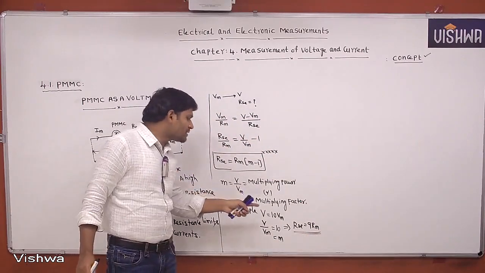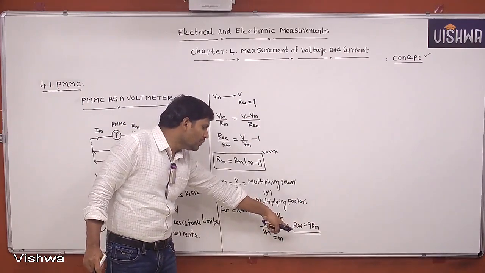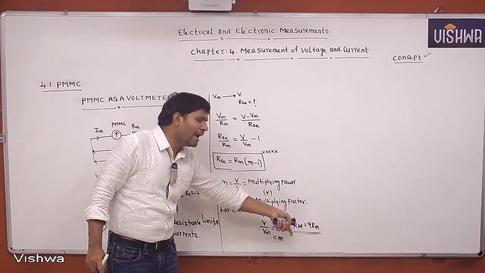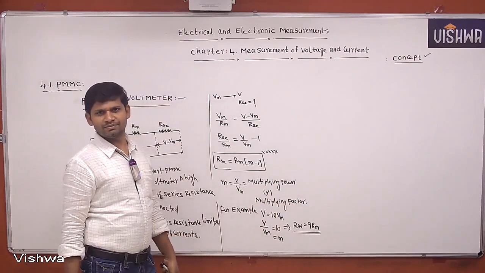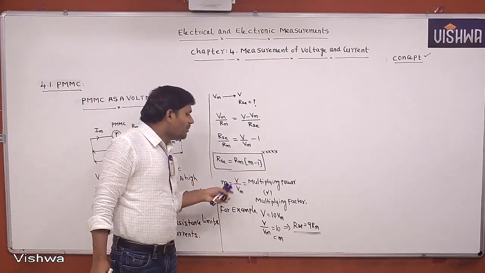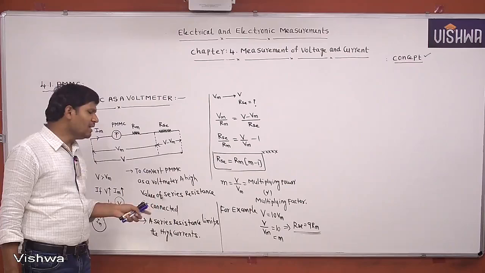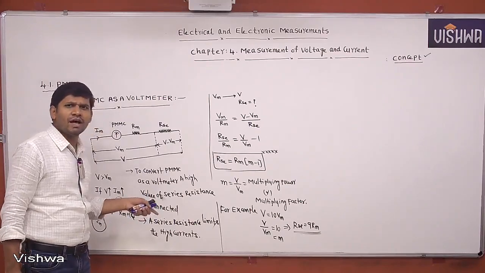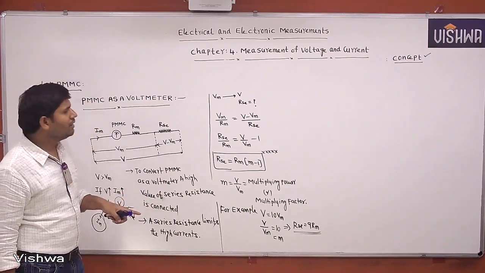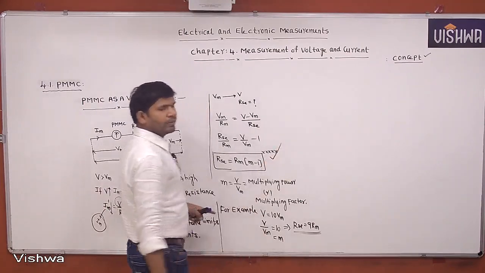If you want to extend the range 10 times, then you can select the series resistance as 9 times of the meter resistance. Okay, that is the meaning. That's why, to convert PMMC as a voltmeter, a high value of series resistance is connected. That high resistance will limit the high currents. And this is about PMMC as a voltmeter.